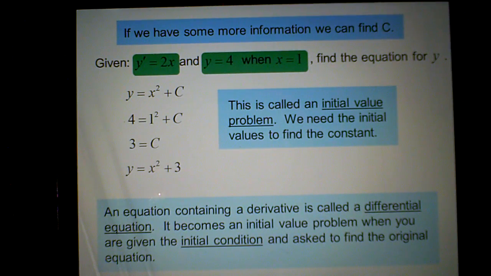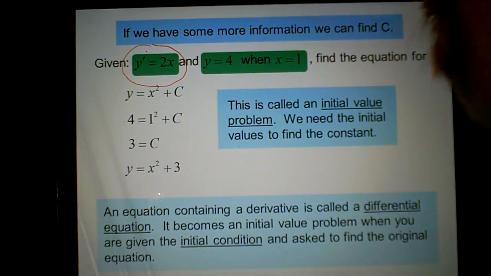Anyhow, an equation containing a derivative is called a differential equation. So notice this green box up here? This is a differential equation. So you are solving differential equations in Calc BC calculus. Even in AB calculus, you will solve differential equations. When you take the course differential equations, of course, you will solve much more difficult differential equations. Much more difficult.